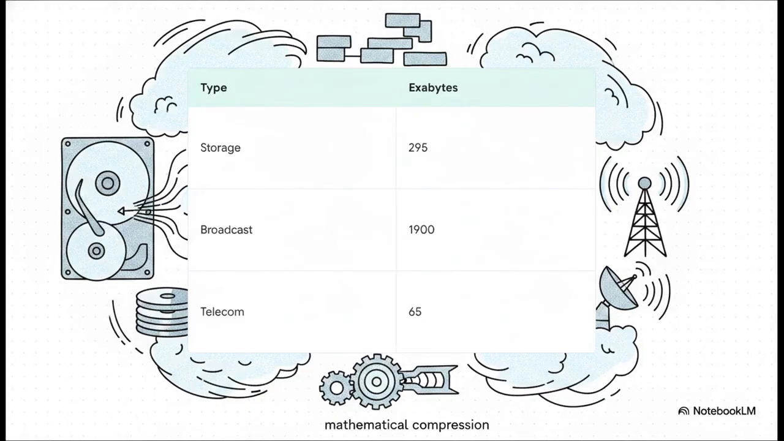It is just fascinating to look at the sheer scale of what Shannon's discovery enabled. Because we understand how to squeeze out that low entropy redundancy, humankind has been able to store and broadcast mind-boggling amounts of data. By the year 2007, we were globally storing 295 entropically compressed exabytes of data and broadcasting 1,900 exabytes. This mathematical compression is for sure the invisible engine powering the entire digital age.